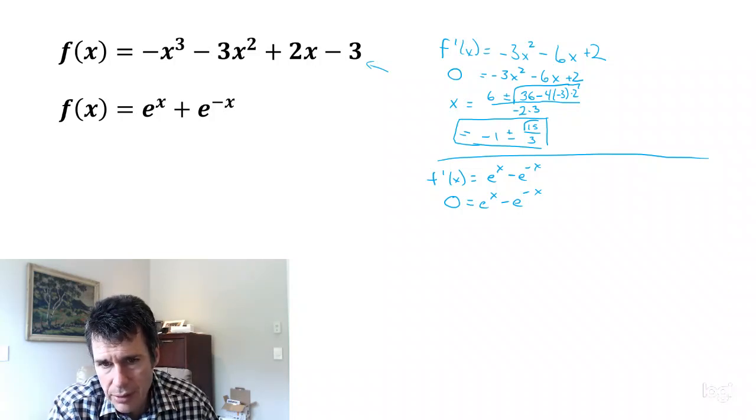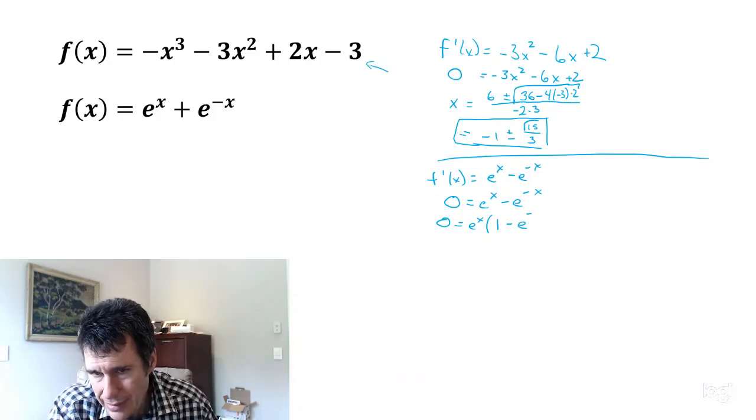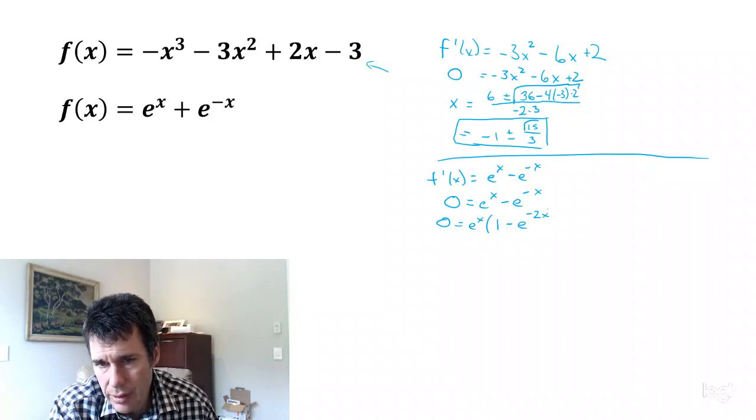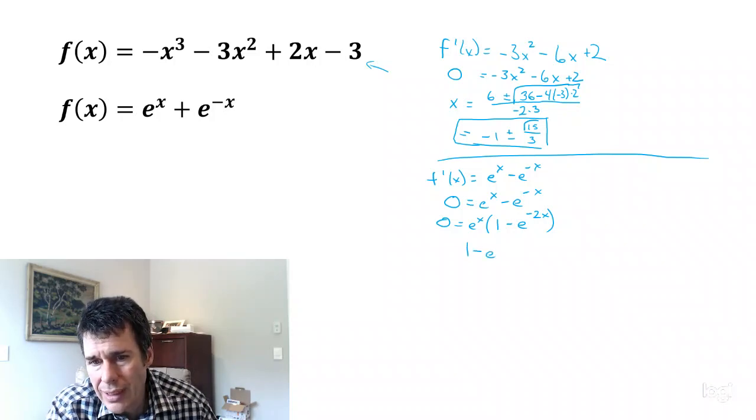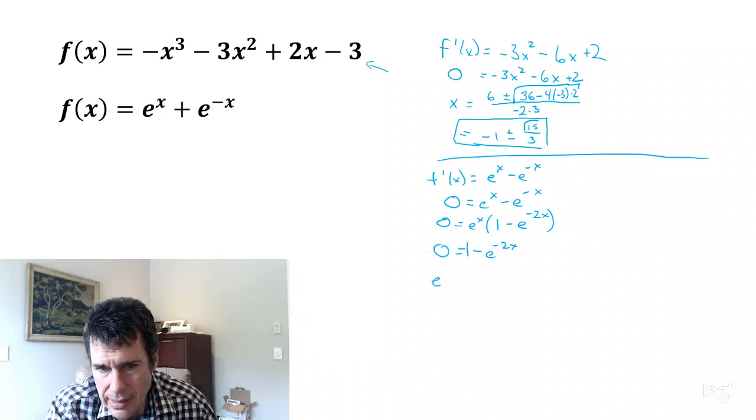Let's factor out an e to the x. So that's going to be e to the x times 1 minus e to the negative 2x. Right? e to the x times e to the negative 2x is e to the minus x. That's how that works. e to the x is never 0, which means we have 1 minus e to the negative 2x equals 0. e to the negative 2x equals 1.